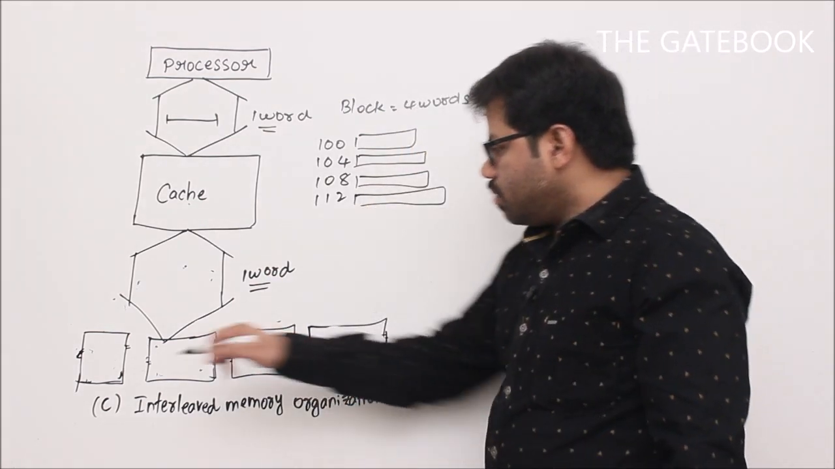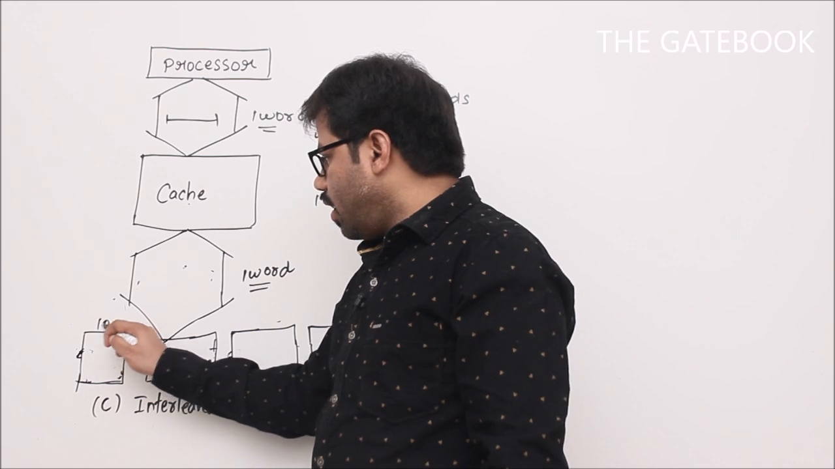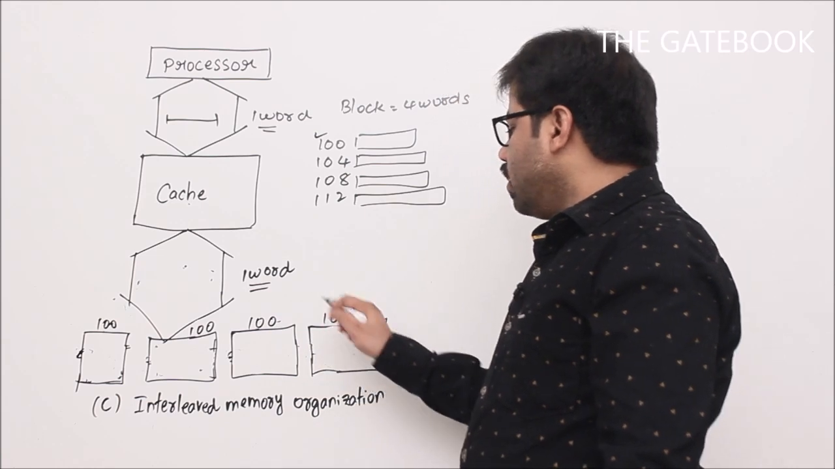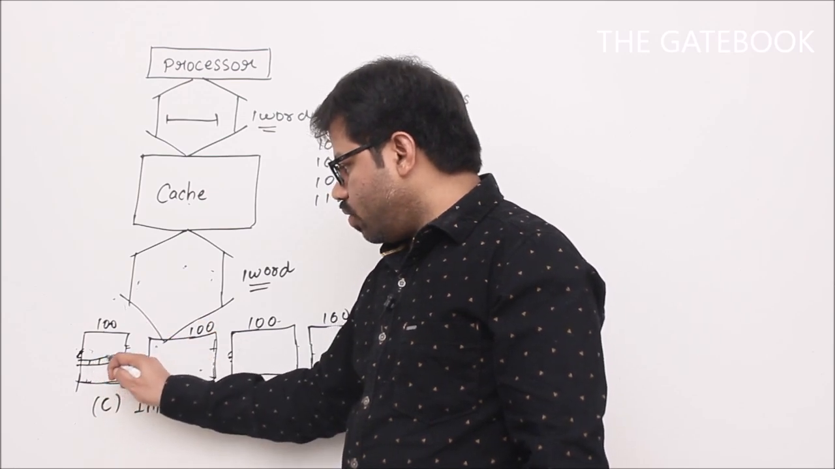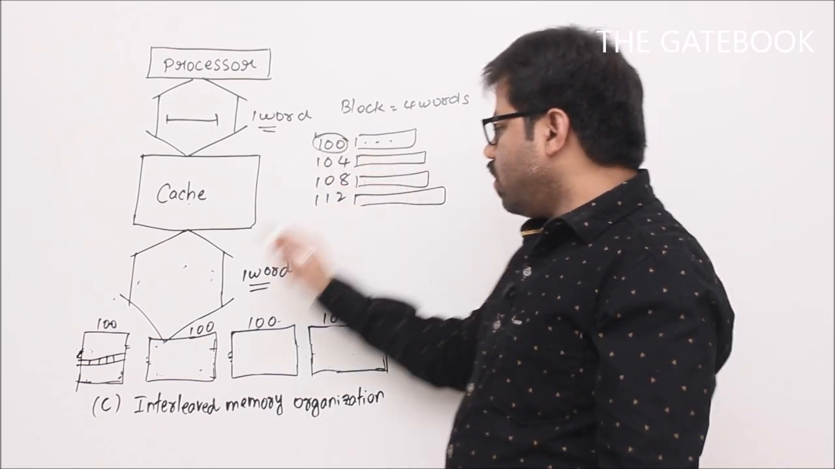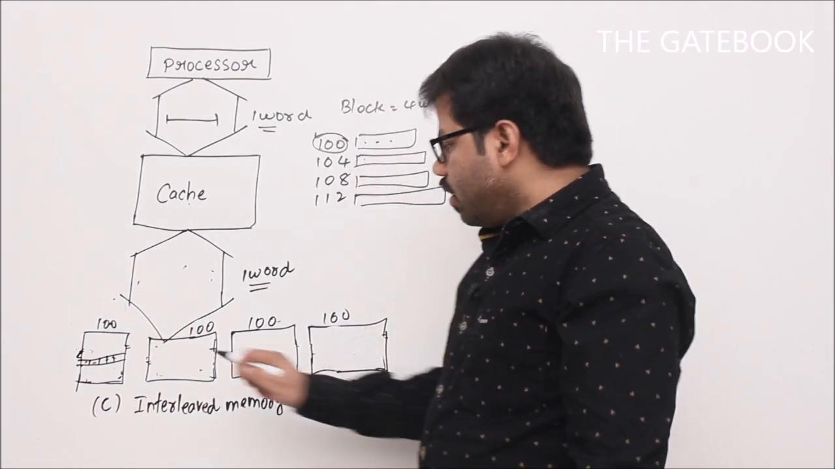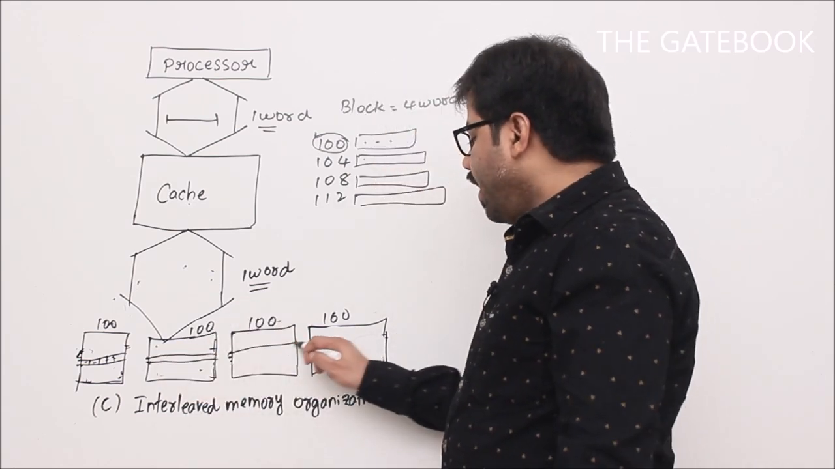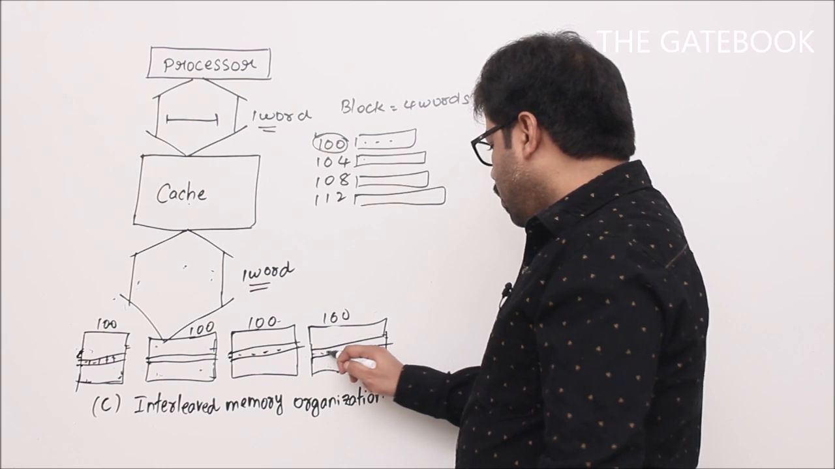These banks are designed in such a way that when you specify the address 100, we can specify the same address 100 here, then the 100th row, just imagine that this is the 100th row, is where the word at memory address 100 is located. The word at 104, I am storing exactly at the 100th row of this memory. Now the 108th memory address is stored here, and 112's data is stored here.